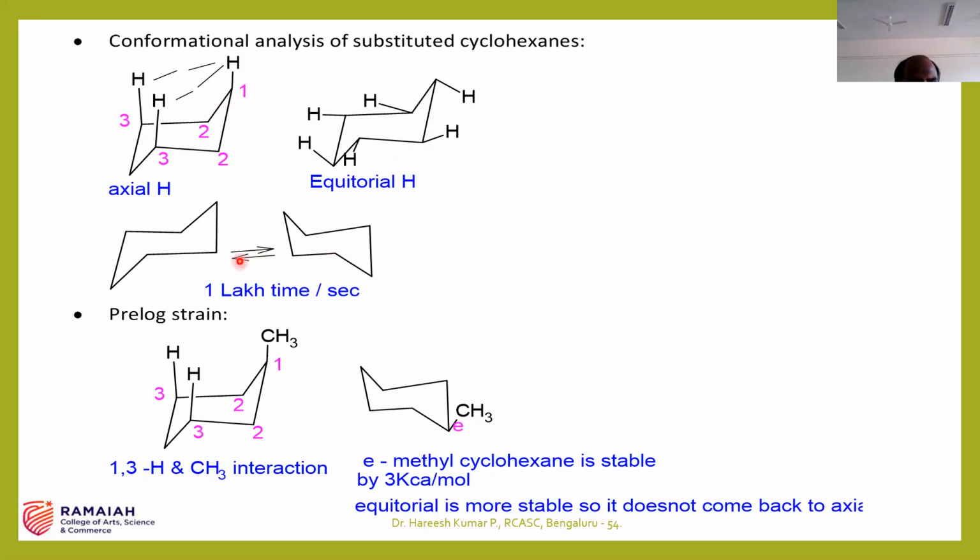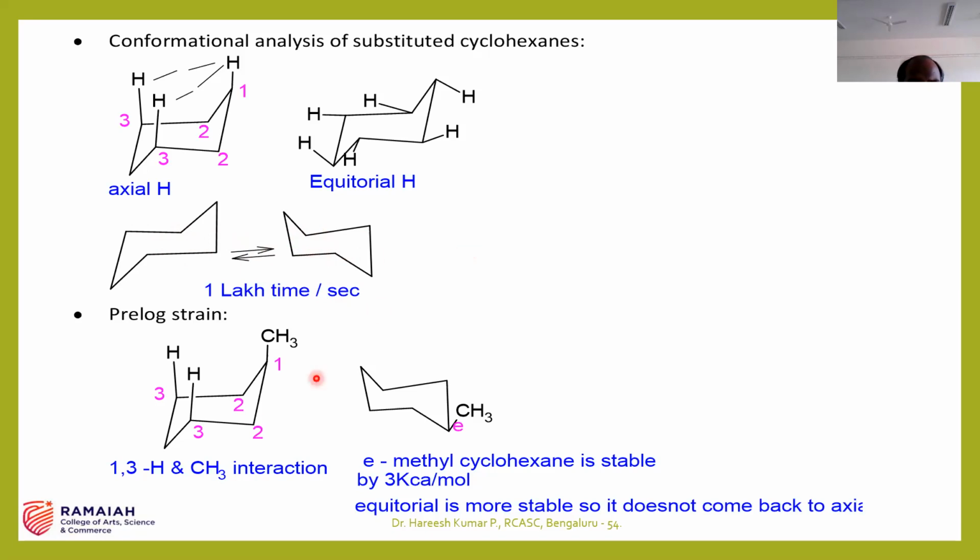If we just look at the enantiomers, these two are mirror images of each other. So what will happen? This can be converted into this. It is estimated that one lakh times per second these two are interconverting. That means there is a fast equilibrium between these two conformers.